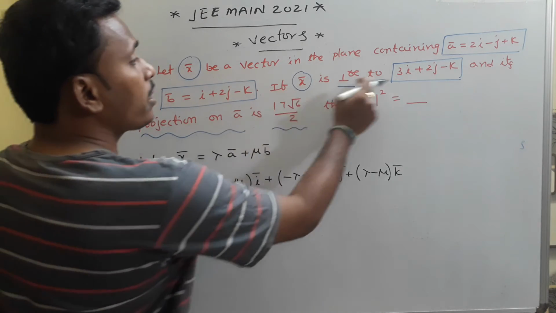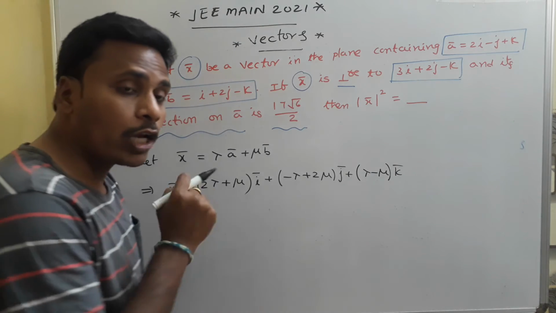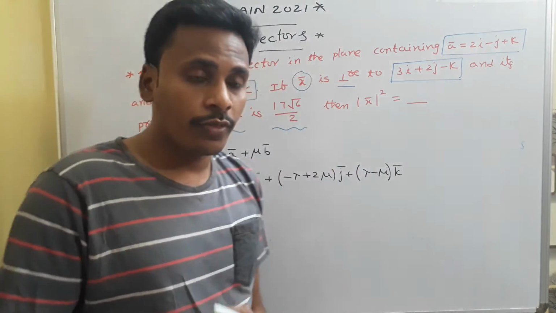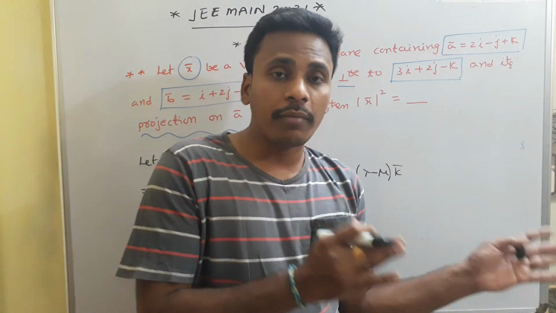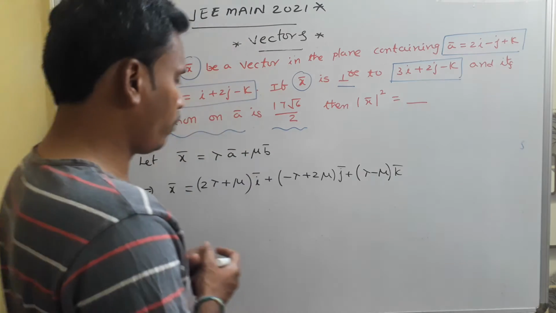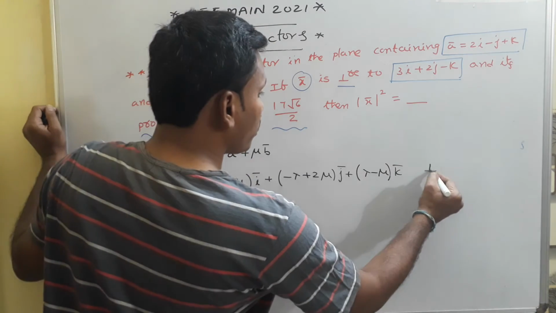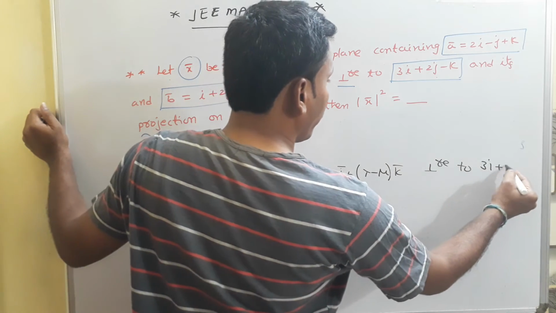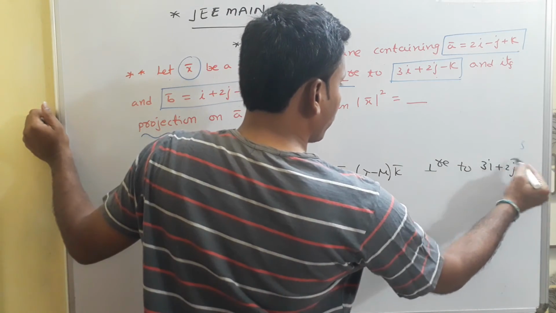Next, x bar is perpendicular to this. Perpendicularity means theta is 90 degrees and we know cos 90 is 0. Since cos 90 is 0, a bar dot b bar involves cos theta, so a bar dot b bar is 0. So this x bar is perpendicular to this given vector 3i plus 2j minus k.